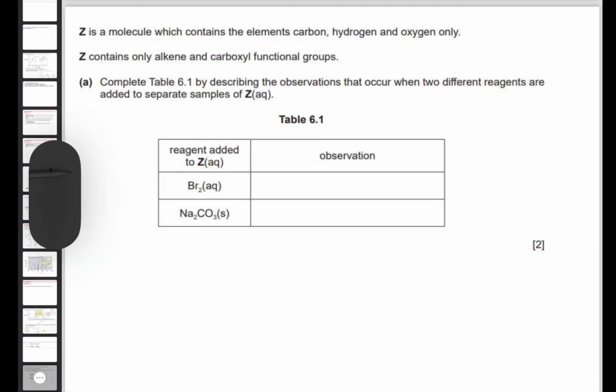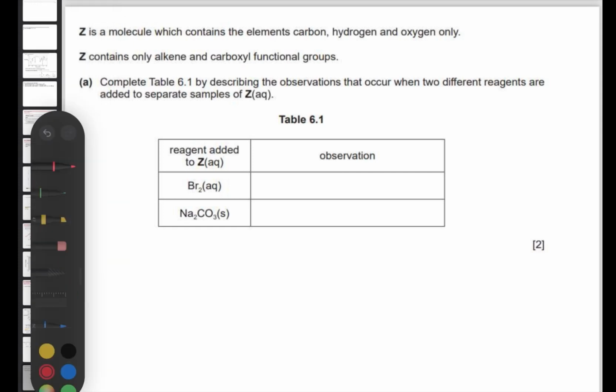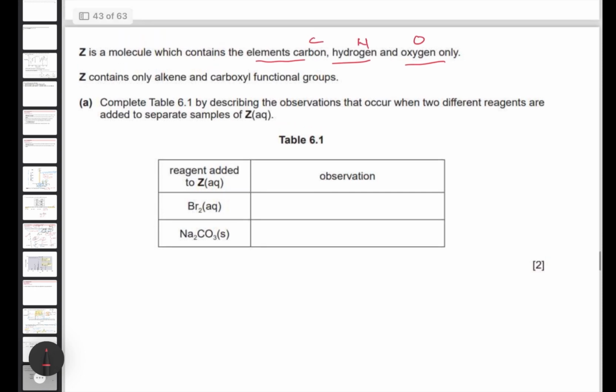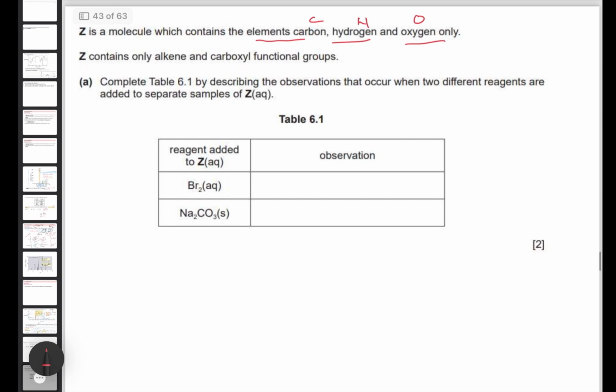The question says, Z is a molecule which contains the elements carbon, hydrogen, and oxygen, CHO. Z contains only alkene, which means C double bond C, and carboxyl, which means the carboxyl group, C double bond O, OH. These are the only functional groups that we have here.